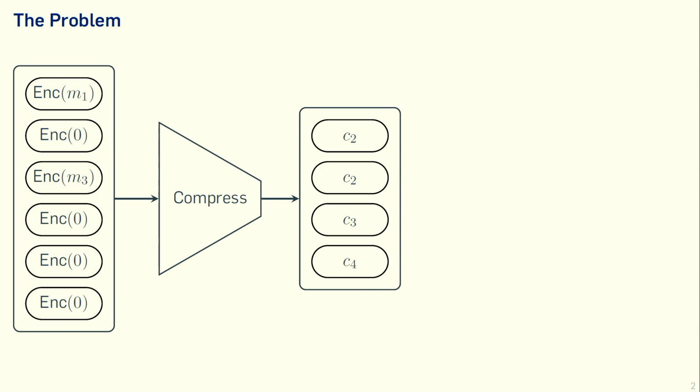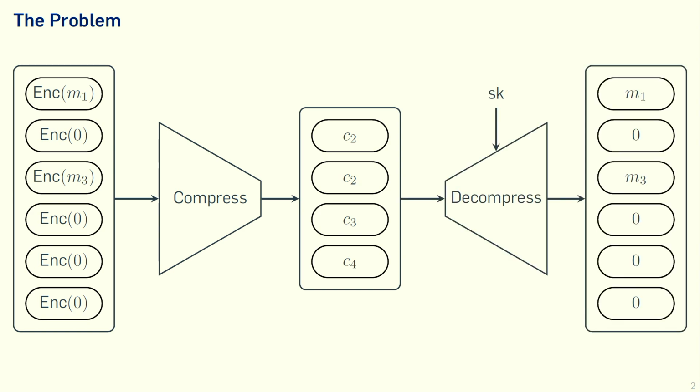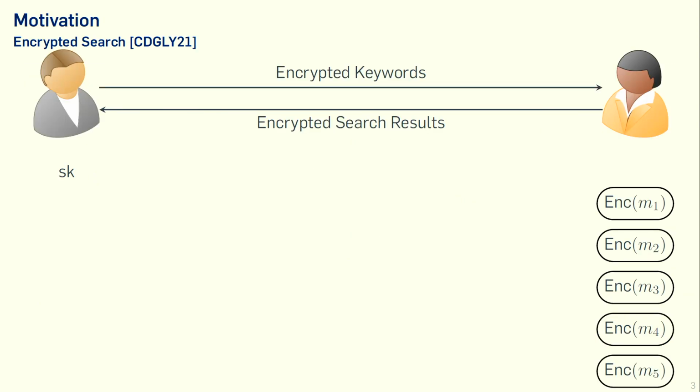So what we want is that we can take this vector, which is actually a vector that contains mostly zeros. We want to be able to compress it without knowledge of the secret key in such a way that at the end we can basically decompress it again, now knowing the secret key, and get the plaintext vector back, including all the zeros. So why would one want this? Well, there are many cryptographic protocols that actually contain such a subprotocol where they do this. One example is encrypted search.